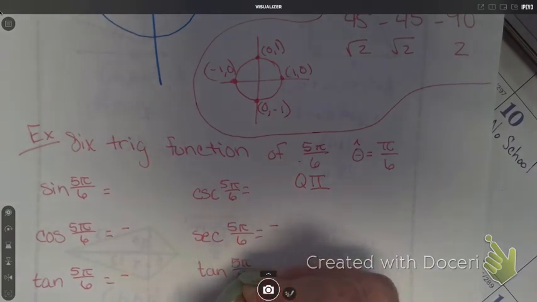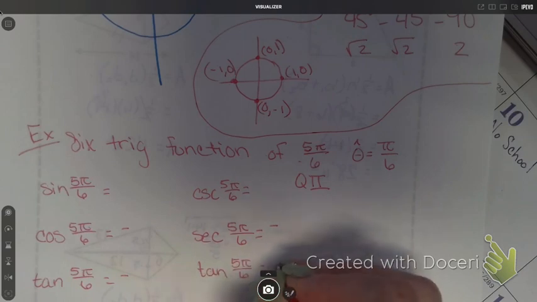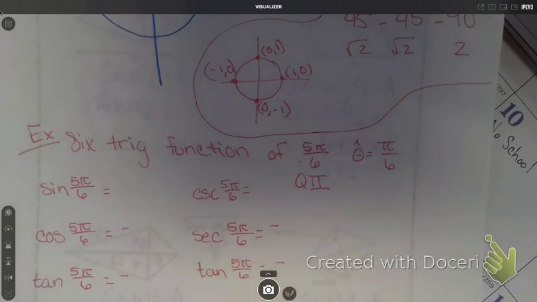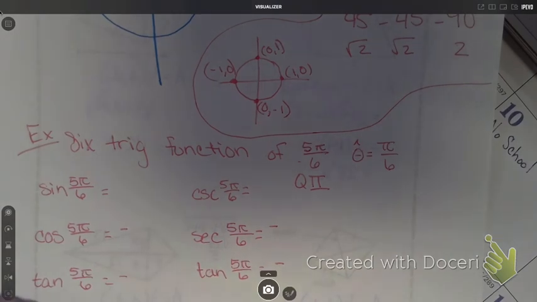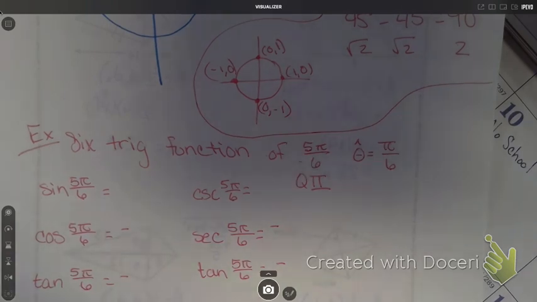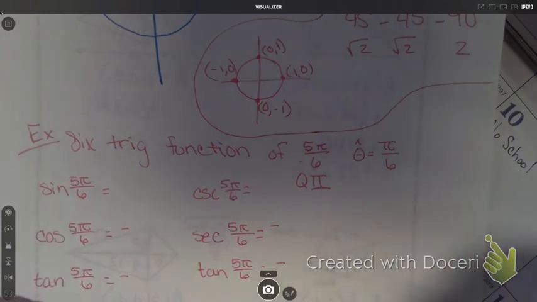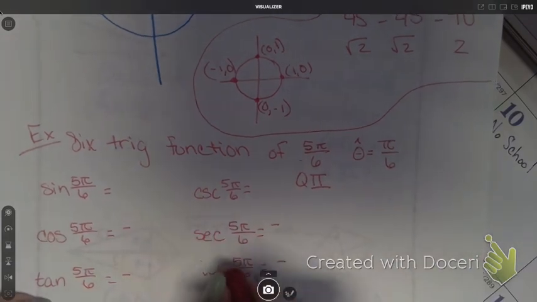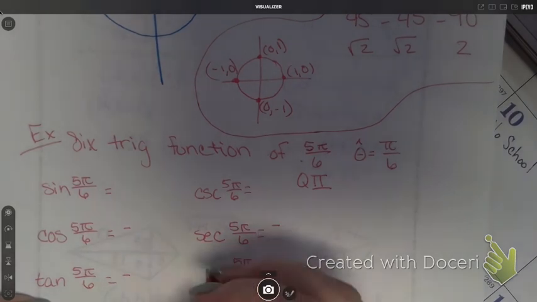When you get your test back, you'll see you missed a half a point every time you made it negative when it should be positive or positive when it should be negative. The one tangent should be, oh, that should be cotangent. Thank you.